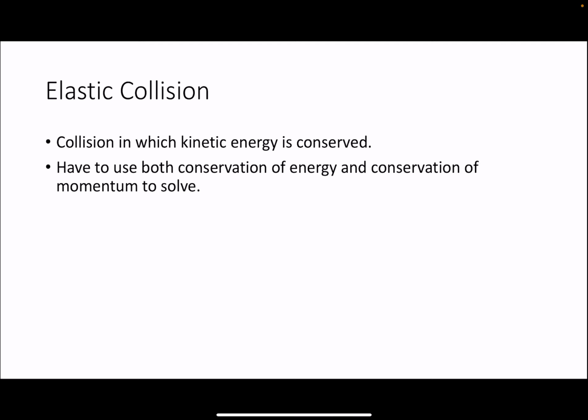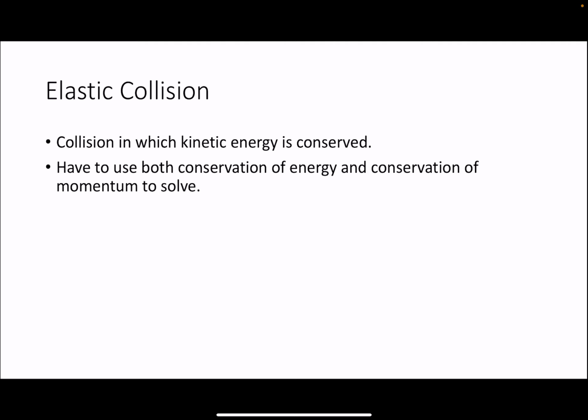Elastic collision is the first kind of collision we can have. Elastic collision is a special case where the kinetic energy of the system is conserved. In most collisions in life, kinetic energy is not conserved. Oftentimes the kinetic energy is converted into heat, so some of the energy dies off, but momentum will still be conserved.